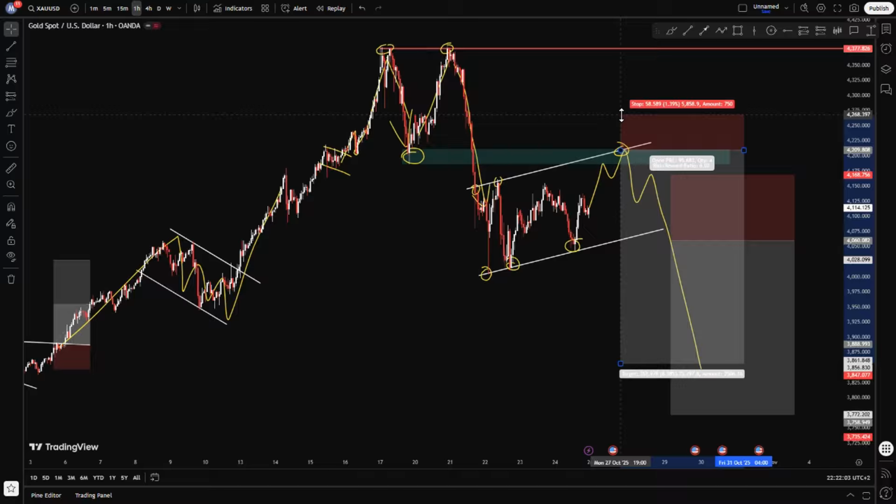Okay, so now what is important right here is to be patient. So we have to wait and see what is going to happen right here. Okay, so it's very important for you to understand the market structure. It's very important for you to know how to read price action.